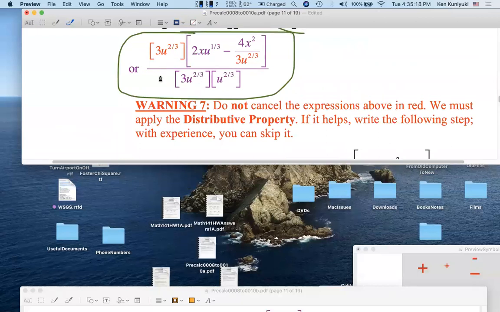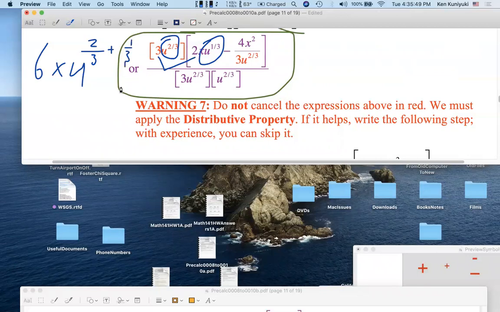All right, so 3u to the 2/3 times 2xu to the 1/3, we get, all right, 3 times 2 is 6. Then we have the x, u to the 2/3 times u to the 1/3. When you multiply powers of u, what do you do to the exponents? You add them. You get 2/3 plus 1/3. What is 2/3 plus 1/3? It's 3/3 or 1, which disappears, right? I mean, u to the first, you don't need the 1. So all this ends up disappearing because it's a 1 in the end. 2xu, right?